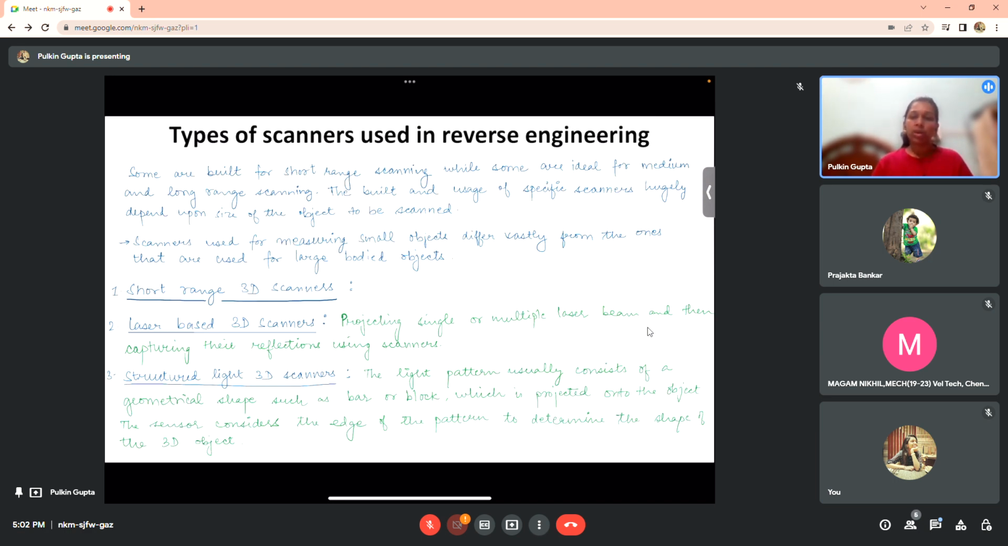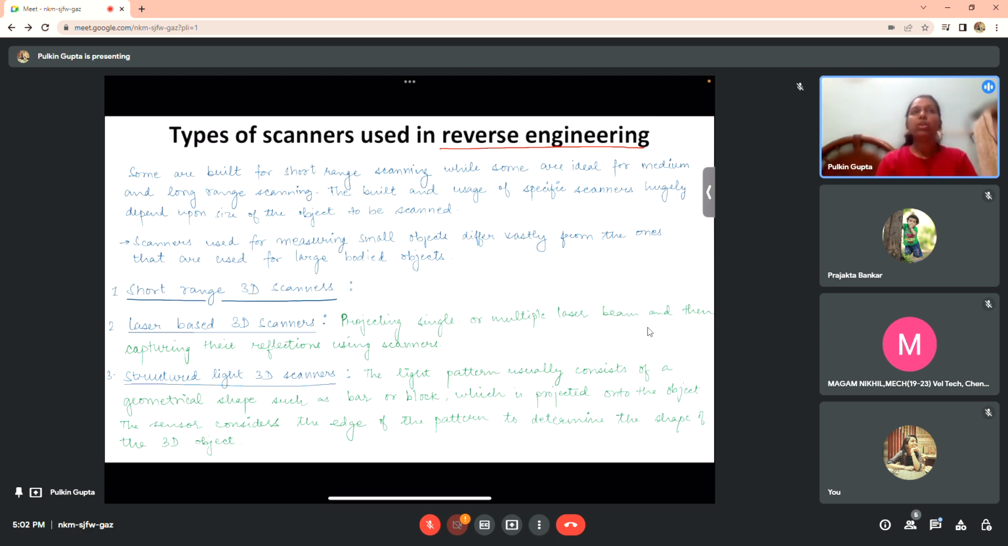So there was one question posted in the discussion forum. So I'll go through that first. The question was: what are the types of scanners that are used in reverse engineering? So what is reverse engineering? Reverse engineering is the process wherein you have the final product first, and using that final product, you develop the CAD models. So in reverse engineering, what you have is initially you have the final product.